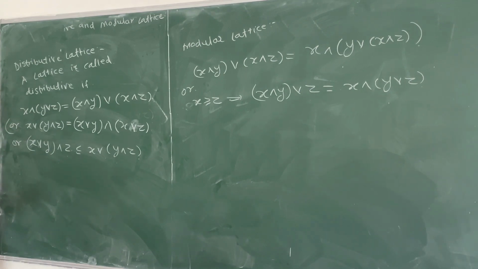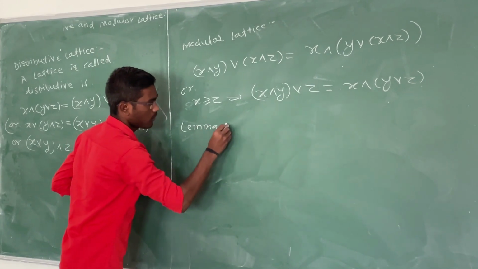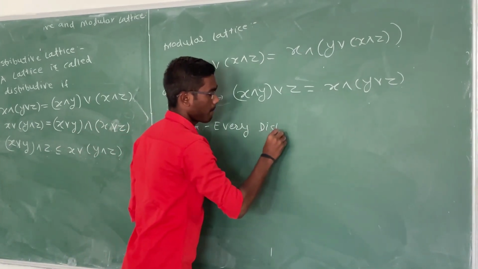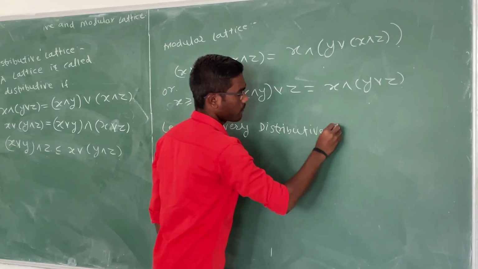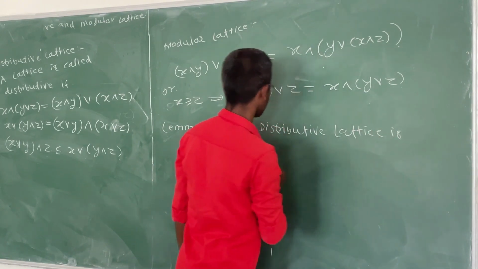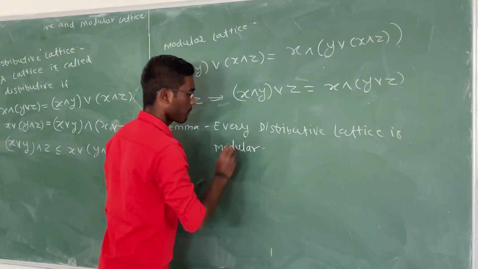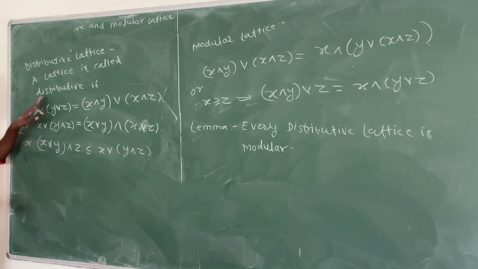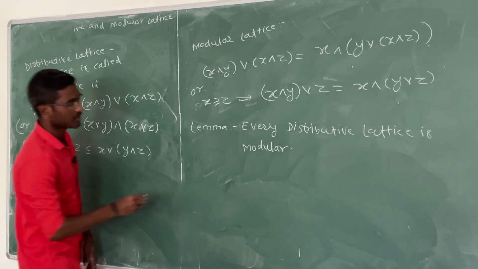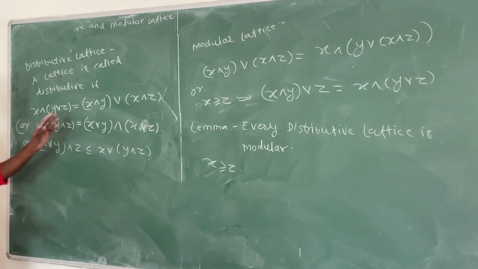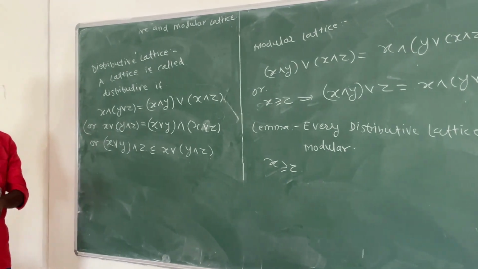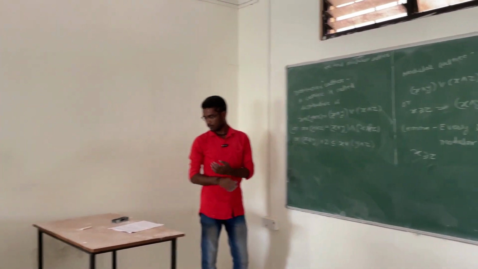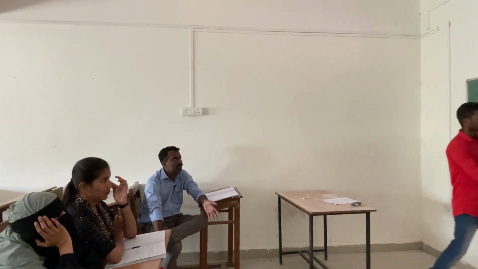Are you following? Now lemma: every distributive lattice is modular. Why? In every distributive lattice this condition is satisfied. If in this condition we take X greater than or equal to Z, then go slow. We prove that if some lattice is distributive, then it is modular. So we take a lattice which is distributive, then we will prove that it is modular. To prove that, we prove the second condition. That means start with X greater than or equal to Z.